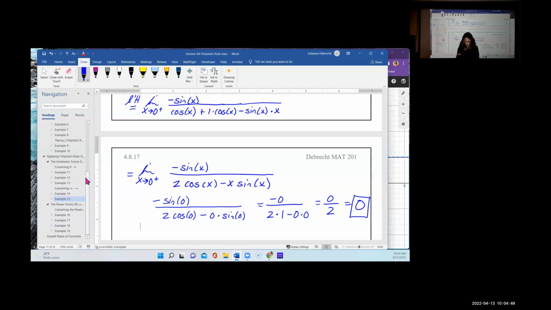This is the end of our discussion of the arithmetic forms for L'Hopital's rule. In the next video, we're going to be taking a look at the power forms.